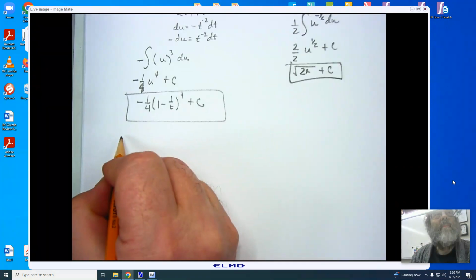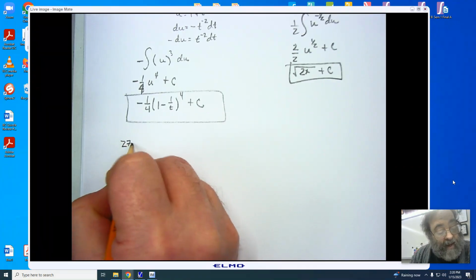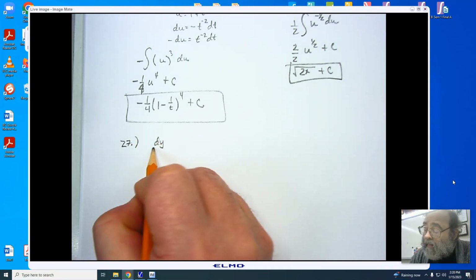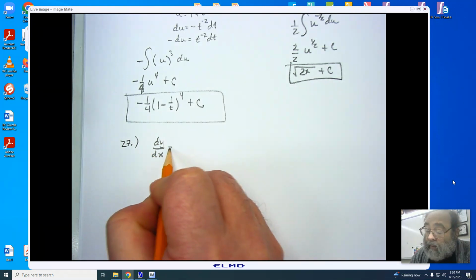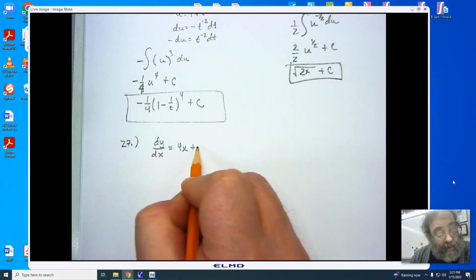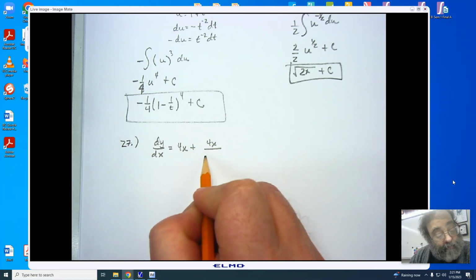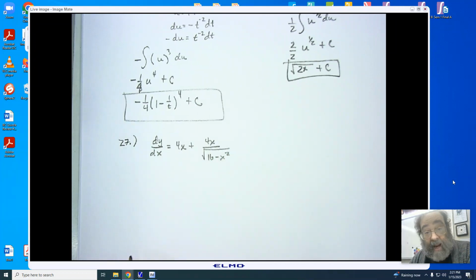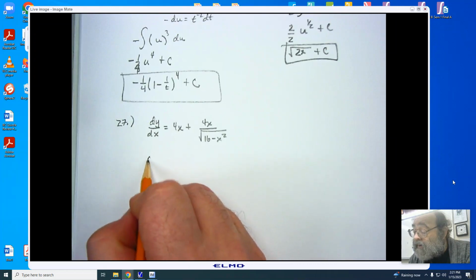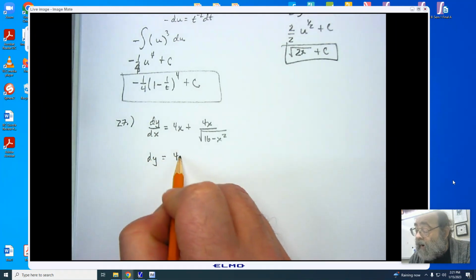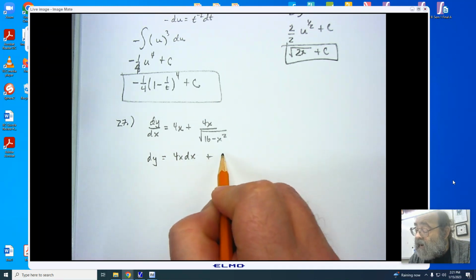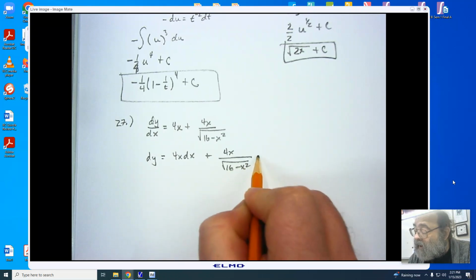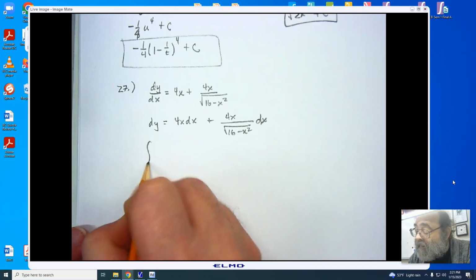Number 27. Number 27 says solve the differential equation. So we're going to be working our way backward. This is where we're practicing those initial 3 steps, where the first step is to rewrite the problem. Second step is to separate our variables to both sides. So I'm going to have 4x dx plus 4x over the square root of 16 minus x squared dx. And then we set up our integration.